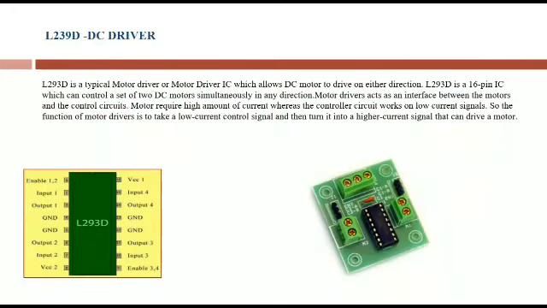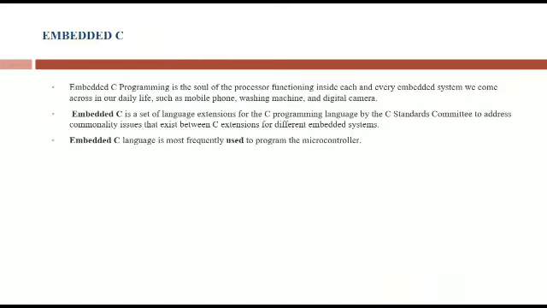L293D DC motor driver. A motor driver acts as an interface between the DC motor and the microcontroller. It is used to convert a low current control signal to a high current signal which can drive the motor. The L293D is a 16-pin IC which can control a set of 2 DC motors simultaneously in any direction.